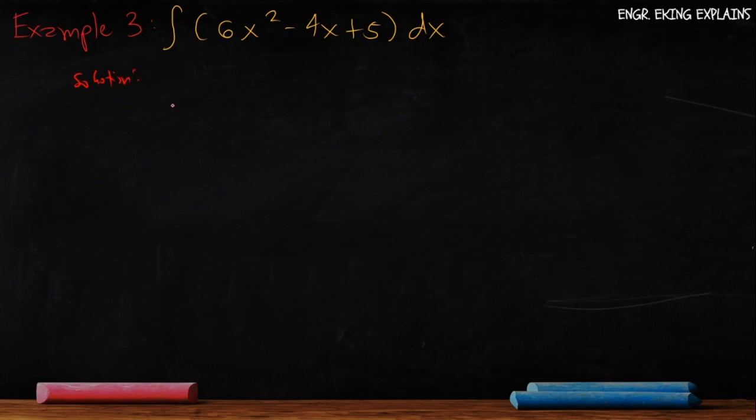So we have the integral of 6x squared minus 4x plus 5 dx. The very first thing to do is to distribute, so use the linearity theorem. So 4x dx plus 5 dx.